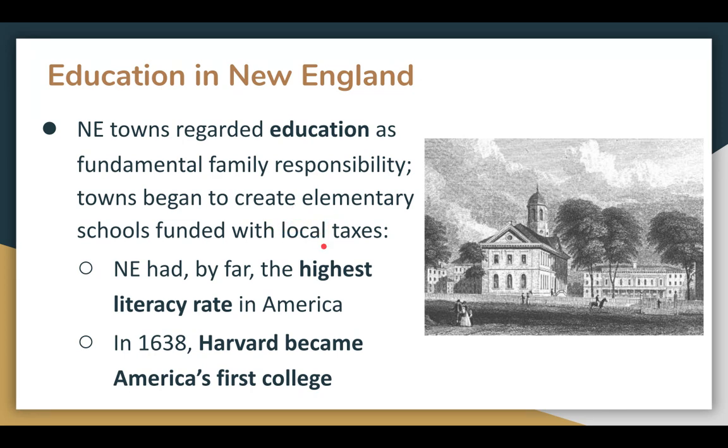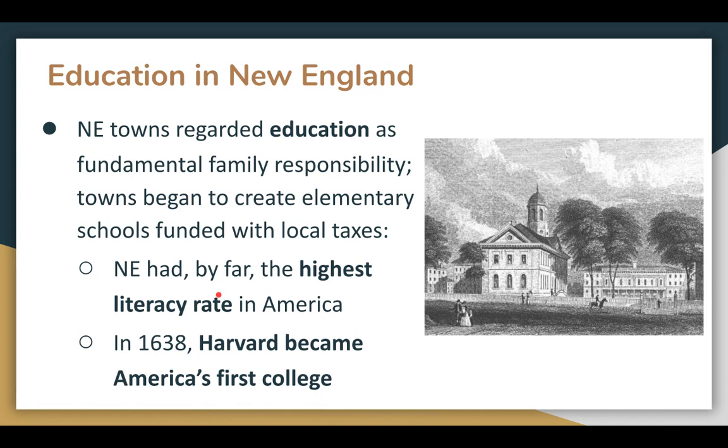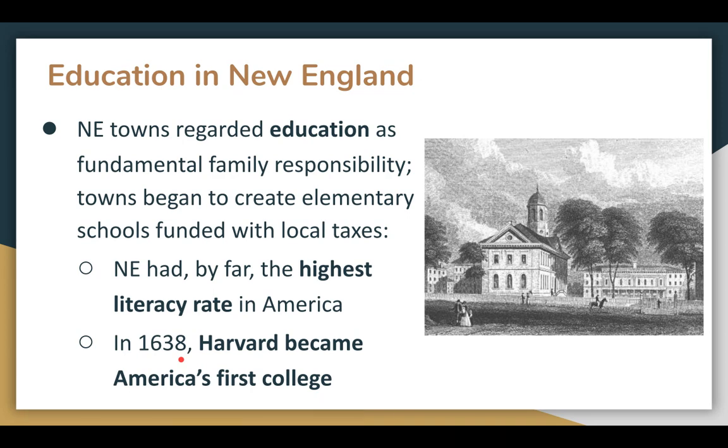They're going to take local taxes from the towns, and that's what's going to go into the creation of the schools. So of course, these two things probably don't surprise you. New England had by far the highest literacy rate, so people can read and write in this region more than anywhere else in the American colonies. And then in 1638, look how early that is, Harvard became America's first college, and it is in Massachusetts, which is, of course, in the New England region.